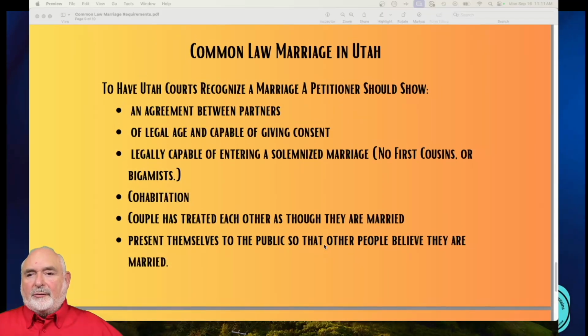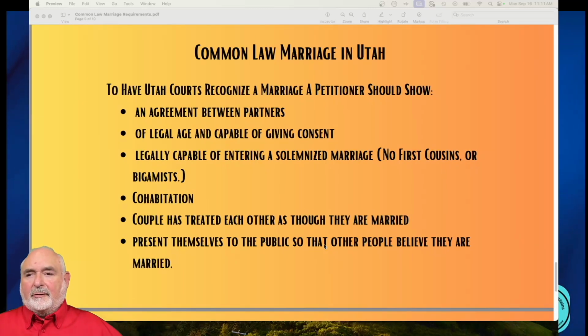In Utah, courts recognize a marriage if a petitioner should show an agreement between the partners of legal age and capable of giving consent, legally capable of entering a solemnized marriage, in other words, no first cousins, no bigamists. They have to cohabitate. The couple has treated each other as though they were married, and they present themselves to the public. Again, pretty much all the same elements, just stated differently, and that happens a lot in the difference between the laws of the different states. You often have the very same requirements, they just state them in different words.